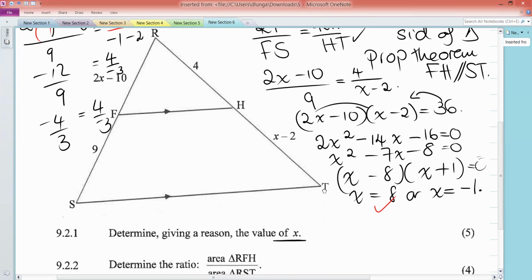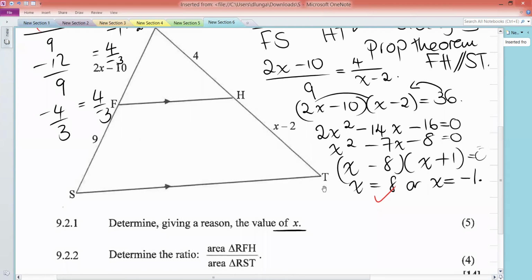Ma'am, after you get your x is equal to 8 and x is equal to negative 1, do you get marks for checking if it actually is proportionate? If you're going to reject one of the answers, one of them might not work. But if you check and they're both there, can you just leave it as is? You don't have to show that you checked them. Yeah. Okay, cool. Now, let me see what's next.